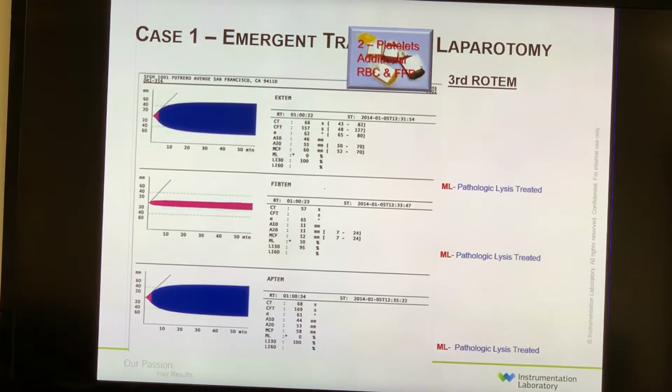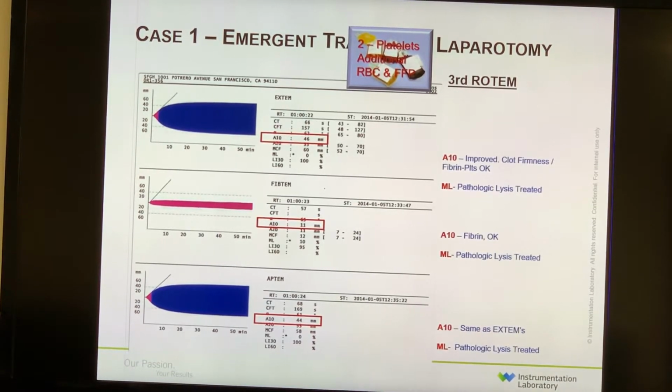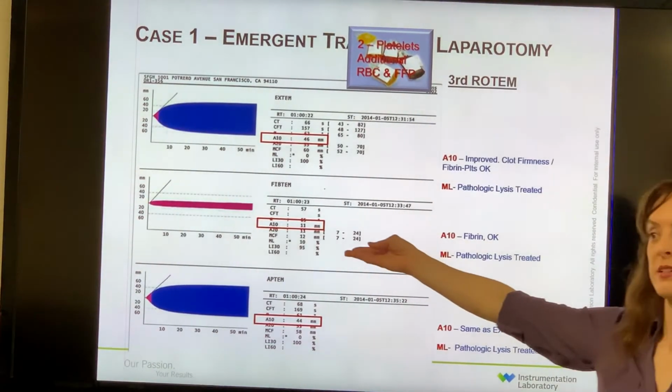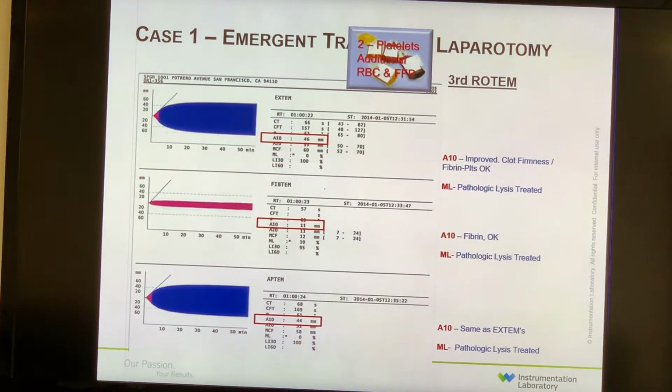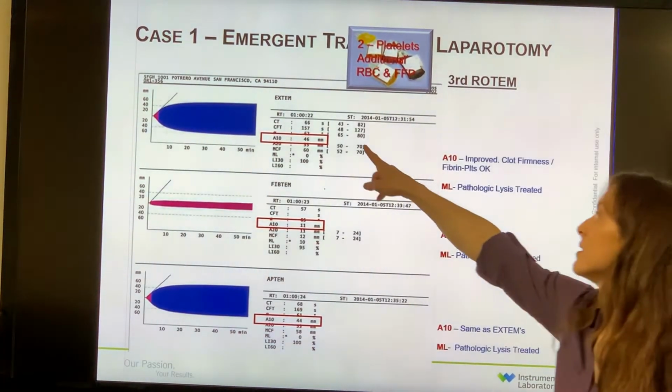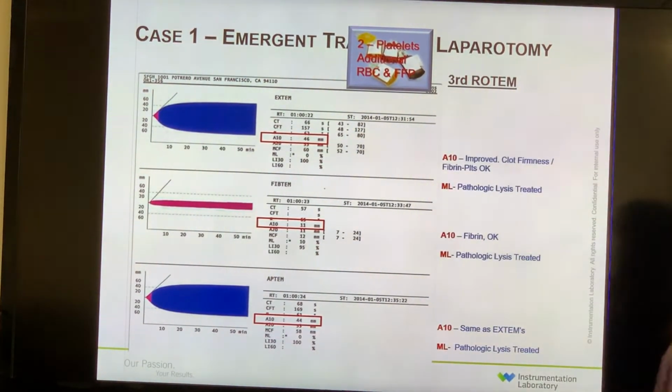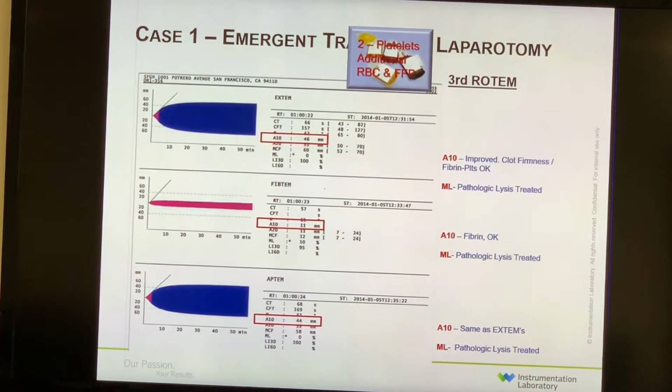So here we are after an additional 2 platelets, and what do you guys see? Bullet, wine glass. Wine glass, right? XTEM, nice wine glass shape. You can see the A10 came up from 22 to 46, but the FibTem stayed at 11 because again, there's no platelet contribution to that count. And the normal value is also printed on that. Yes, you can see these are the normal. And when you log in online, the normal values pop up there as well.